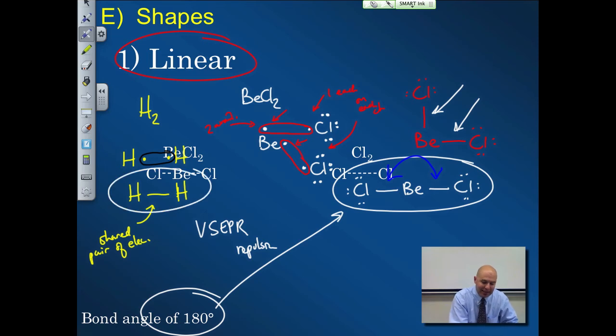Obviously, any time you have only 2 atoms getting together to form a molecule, like hydrogen and hydrogen, it's going to be linear. But in this case where you have 3, notice it does flatten right out and become linear.